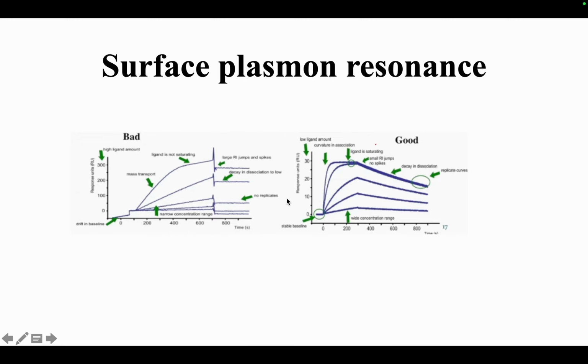This is what the graph looks like. This is a good graph where you are getting a good saturation. Then you have a decay, or a dissociation of both analyte and the biomolecule, whereas here it is bad because there is no saturation observed. Then we can also study different association and dissociation kinetics of surface plasmon resonance.